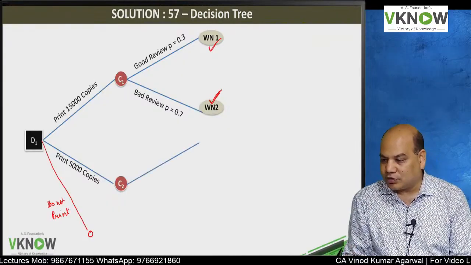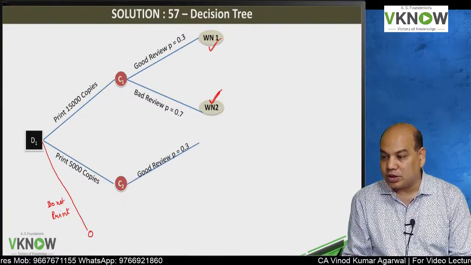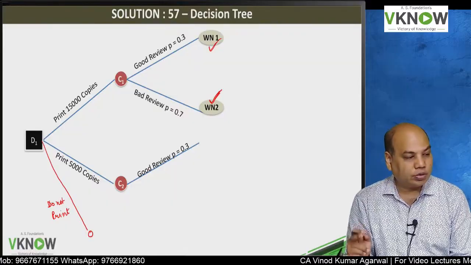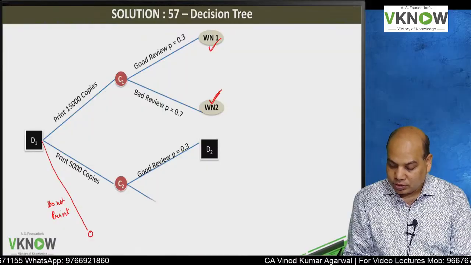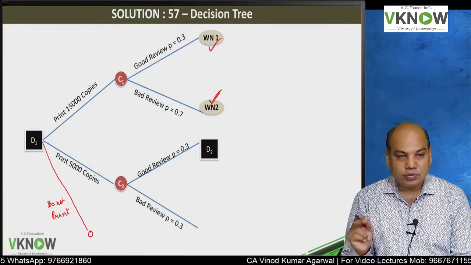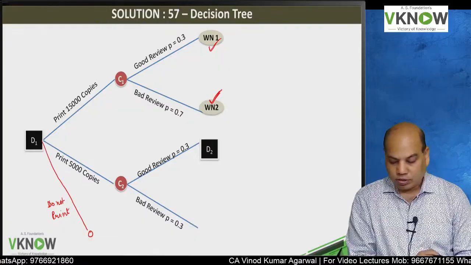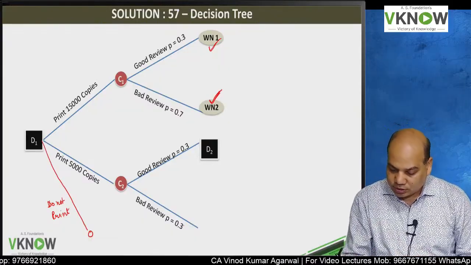If you print 5,000 copies, again there are two possibilities. You will get good review, probability is 0.3, or you may get bad review, probability is 0.7.